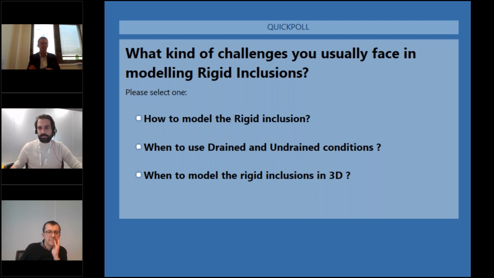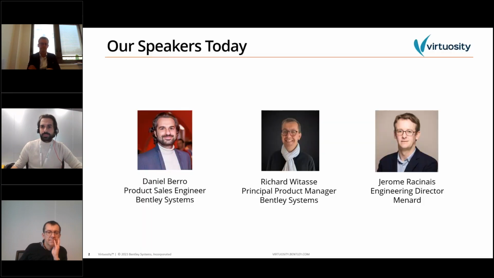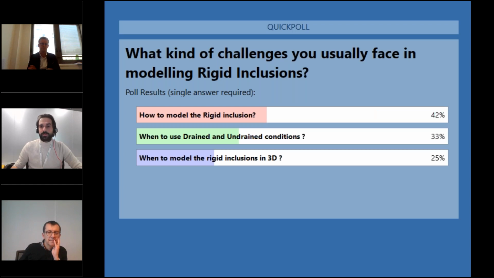Let's see the polls. As you can see, how to model the rigid inclusion is the biggest challenge that you are facing. So it's great. We will try to tackle it in our webinar, but all of them are pretty close.